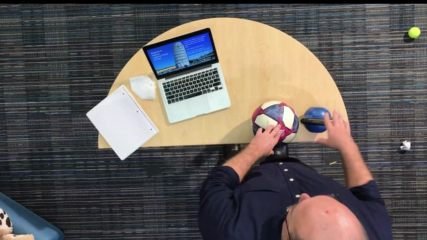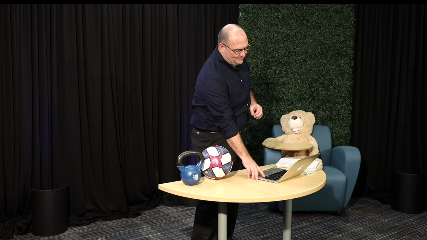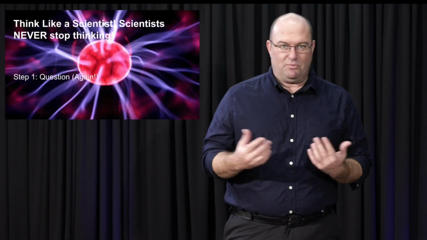So if I was to drop the soccer ball and the kettlebell, even though the kettlebell is significantly heavier, they would hit the ground at the same time, and gravity pulled them objects downward. But scientists never stop thinking, so they have to ask more questions. So we're going to go again.